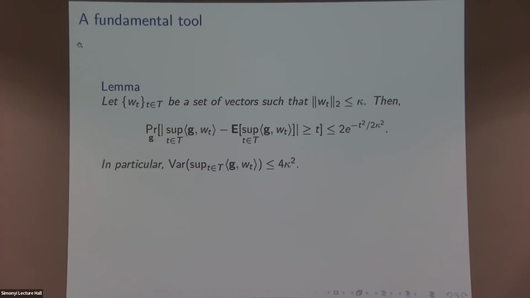In particular, what is it saying? It's saying that if you look at the Gaussian process corresponding to G inner product with Wt, its variance is small. It's at most, up to a constant factor, just the square of the largest vector. It doesn't matter how many vectors I have. So this is very important. And this just follows from the Gaussian concentration inequality for Lipschitz functions.